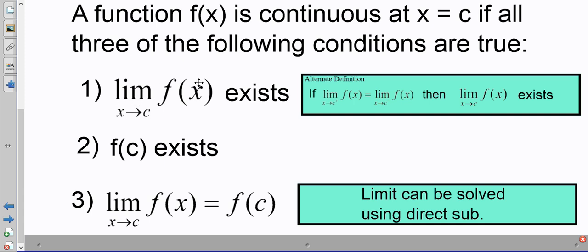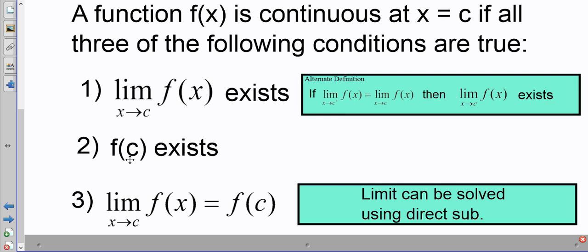First off, the limit of f of x as x approaches c has to exist. So how do you know if it exists? If you can see this right here, the right side of the limit has to equal the left side of the limit. If that is true, then the limit is going to exist. That's the definition of a limit.